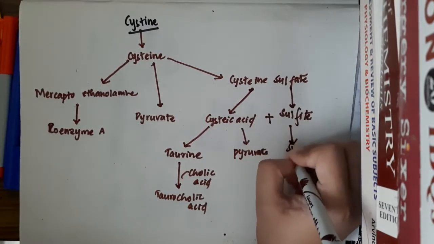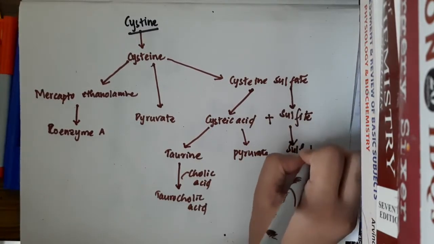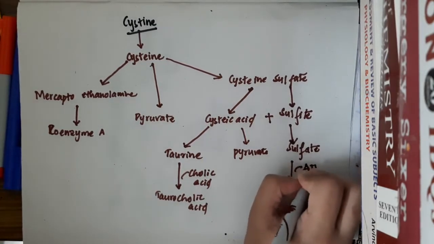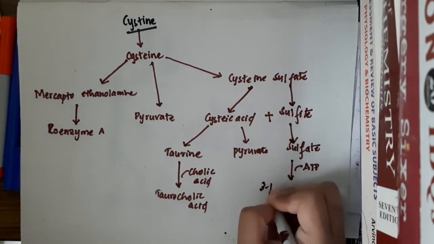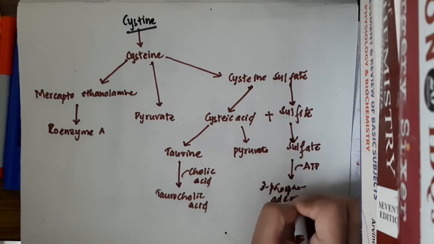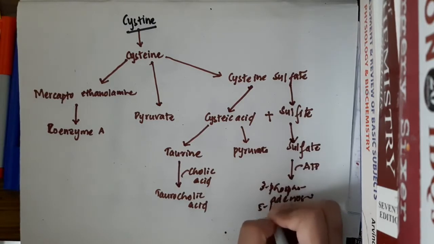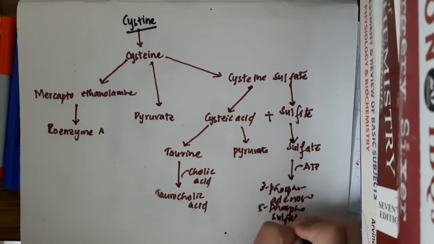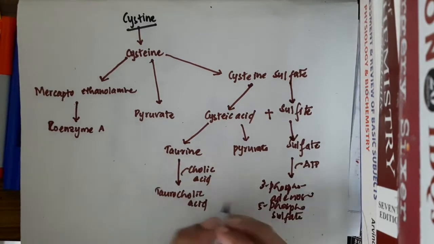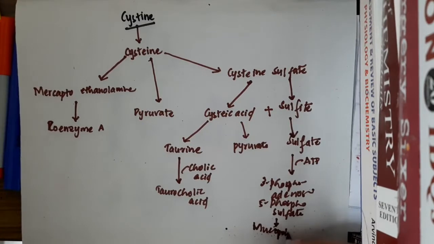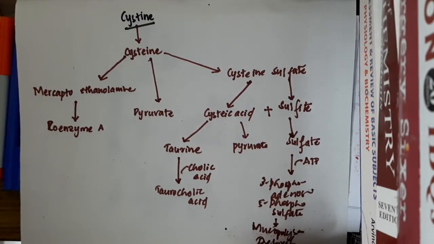This sulfite will form sulfate. This sulfate combines with ATP and it forms 3-phosphoadenosine 5-phosphosulfate, and finally it forms mucopolysaccharide. Detoxification occurs here.